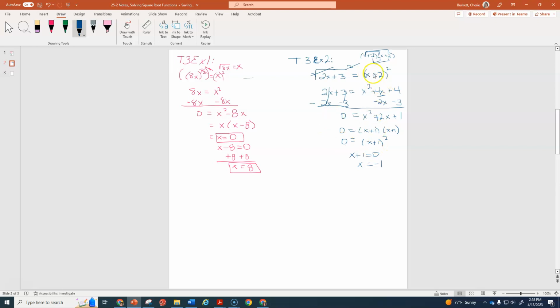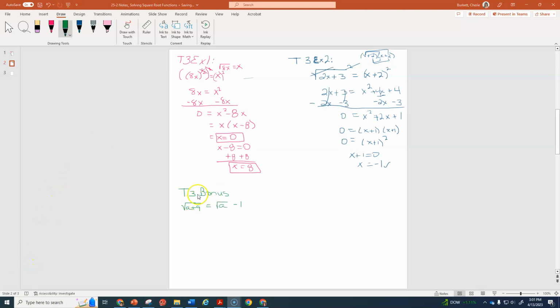Now, you've got to go back and check. You plug in -1 right here. Well, that one doesn't matter because it's not underneath the radical. But if you plug it in right here, 2 times -1 is -2. -2 plus 3 is a positive number. So x equals -1 is absolutely your answer.